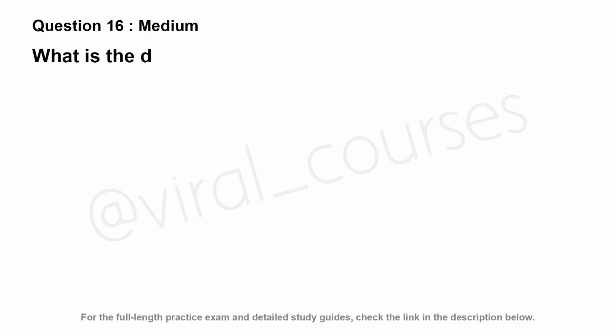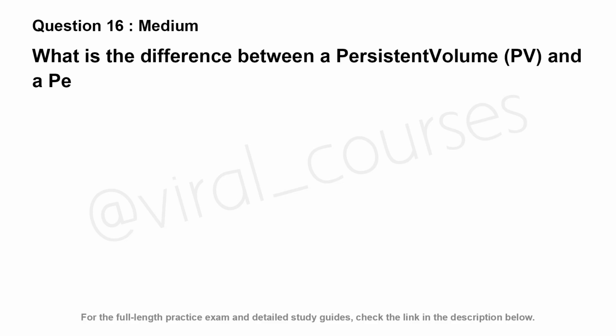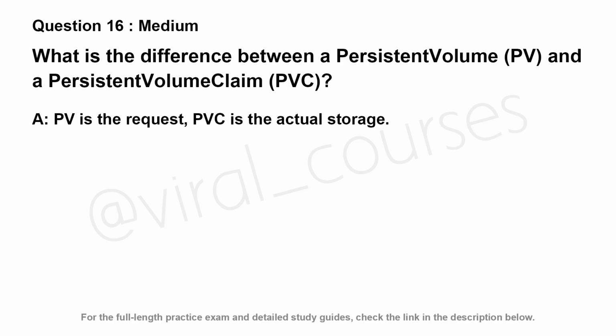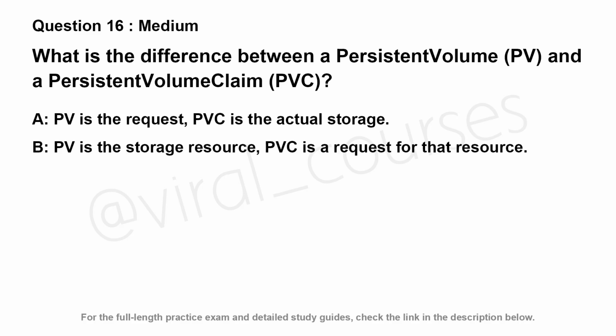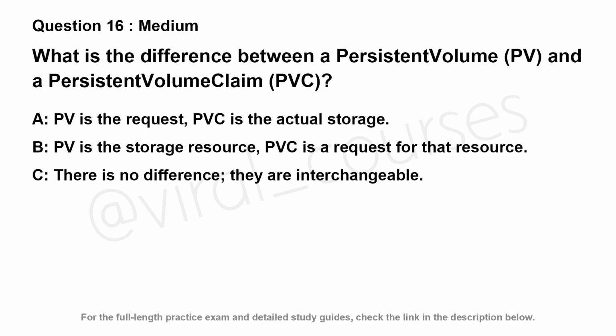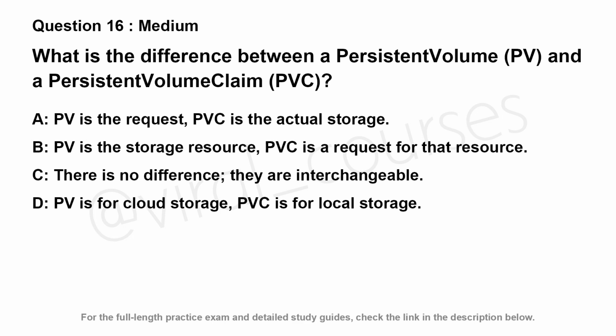What is the difference between a persistent volume, PV, and a persistent volume claim, PVC? Option A. PV is the request. PVC is the actual storage. Option B. PV is the storage resource. PVC is a request for that resource. Option C. There is no difference. They are interchangeable. Option D. PV is for cloud storage. PVC is for local storage.